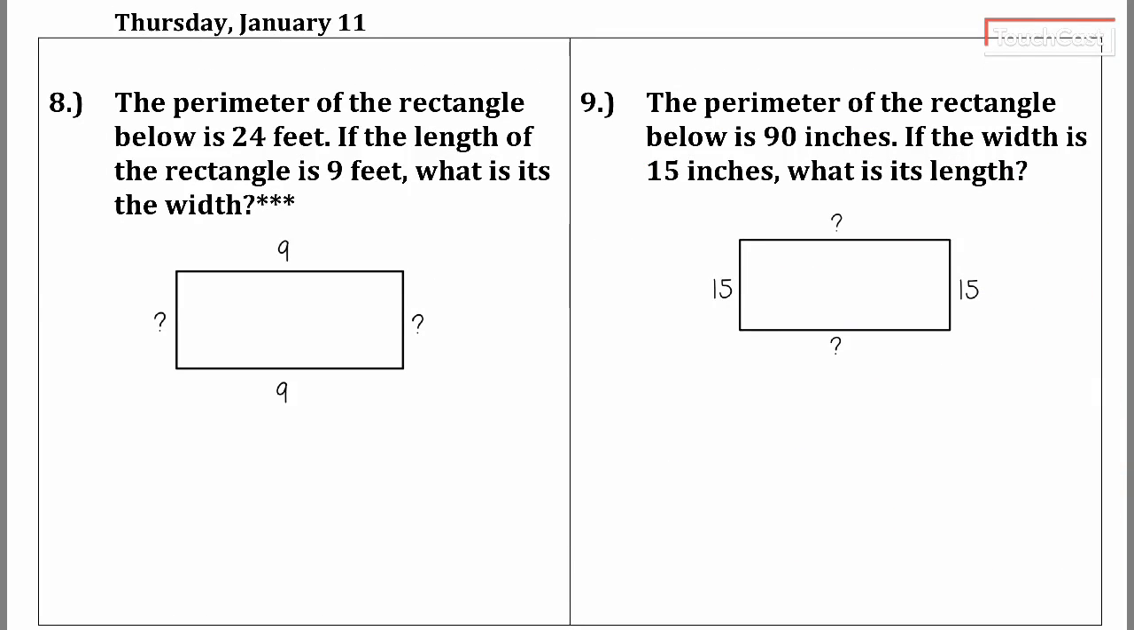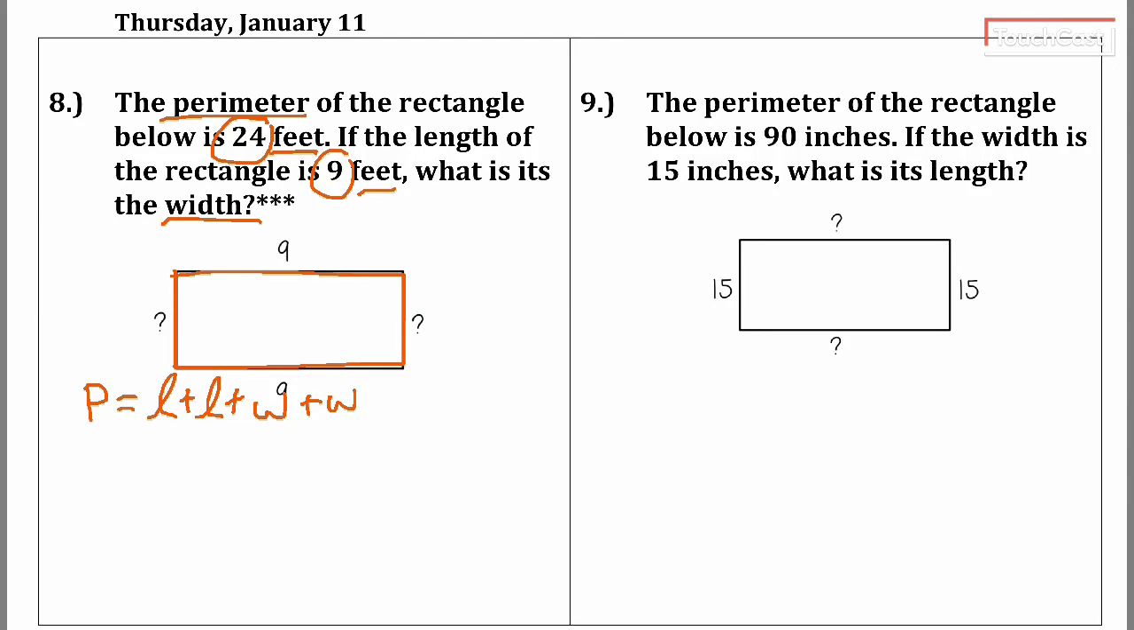All right, last problem. Thursday, number 8. The perimeter is given to me, of the rectangle is 24 feet. If the length of the rectangle is 9 feet, what is its width? All right, so it's drawn out for me, which is really great. And if I trace this entire shape, it would be 24. And so what that means is if I added up the length and the length and the width and the width, I would get 24. Okay.